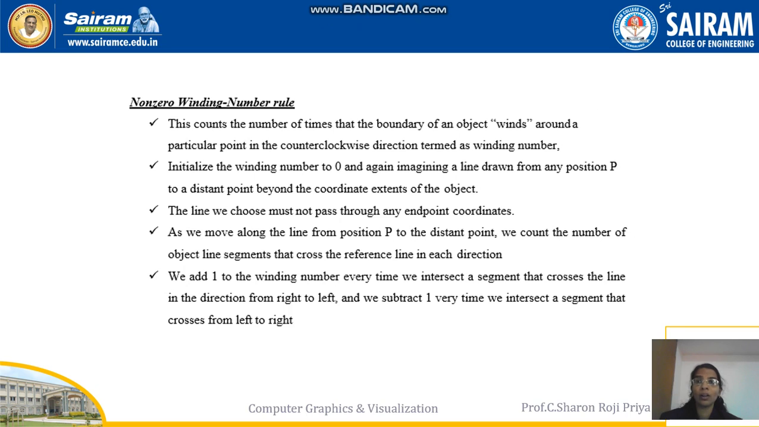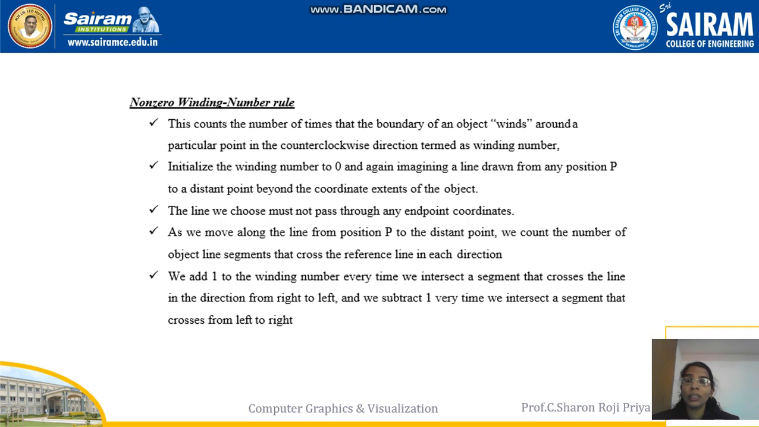The next algorithm is non-zero winding number rule. This algorithm counts the number of times that the boundary of an object winds around a particular point in the counterclockwise direction, termed as winding number. Right. This non-zero winding rule is also the same as the odd even rule, right?